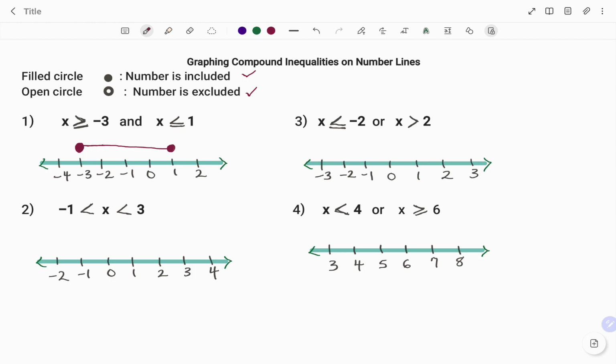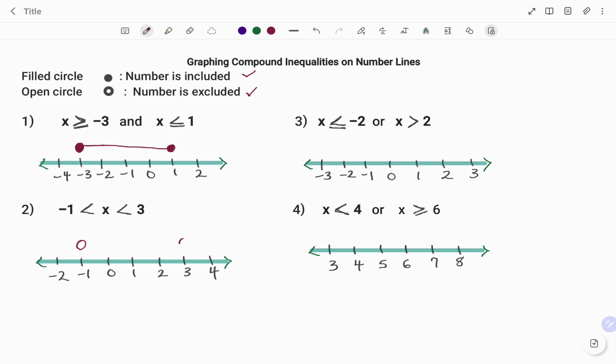If you look at the second example, we have minus 1 less than x less than 3. That is another way of writing the double inequality with and. In this case also, we're going to have to fulfill both conditions. The first condition says minus 1 is less than x. So if we start at minus 1, and because there's no equality sign added, we're going to be using an open circle. The second condition says x is less than 3.